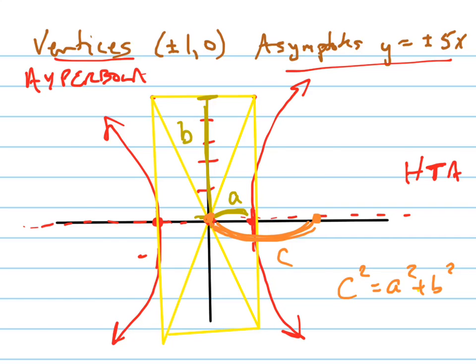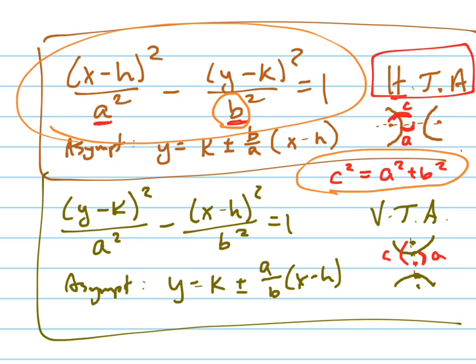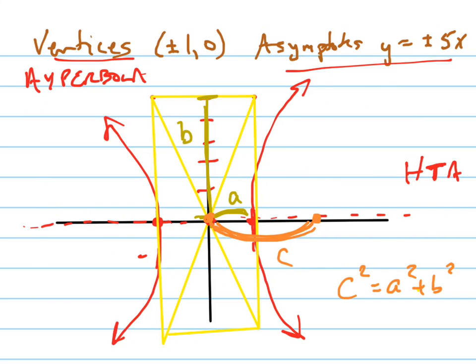It's a horizontal transverse axis, so I know I'm going to use this equation right here. And all I really need to find out, I already know what my A is. My A is 1. I just need to find out B, and I find B by using the Pythagorean theorem with this relationship, C squared equals A squared plus B squared. So what is C? And what is B? Actually, I don't even need to. B, I can see what B is right here. What's the distance up here? 5, so it's going to be 25.